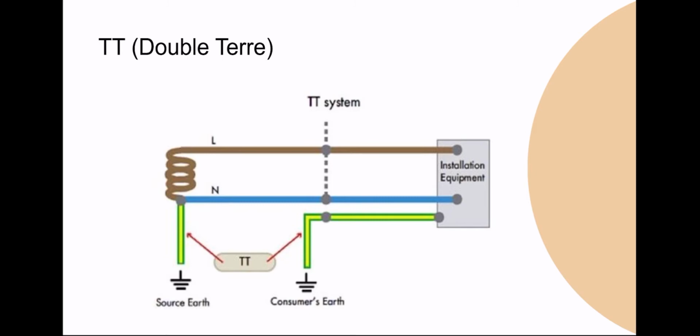TT, or double terre. In the TT system, the neutral part of the electricity source is not directly connected with neutral earthing on the consumer side. In the TT system, the consumer must provide their own connection to the earth, namely by installing an earth electrode that is suitable for the installation.